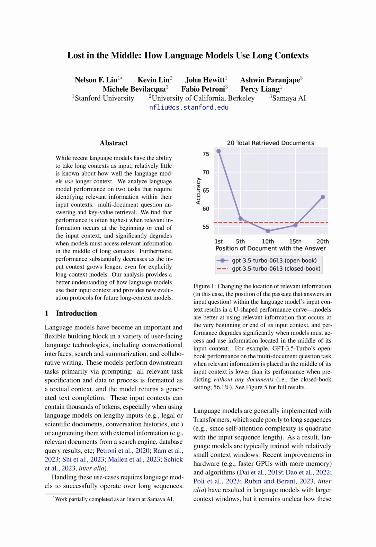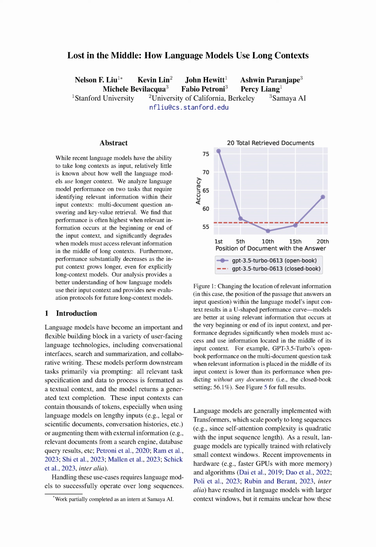These input contexts can be rather extensive, especially when the language models deal with long documents, like scientific or legal ones, conversation histories, or additional information from external sources, for instance, search engine documents or database query results. Successfully managing these use cases necessitates language models that can handle long sequences. However, most language models are built on a framework known as transformers, which do not scale efficiently with long sequences because the complexity of their self-attention mechanism increases quadratically with the length of the input sequence. Consequently, language models are usually trained with relatively small context windows.